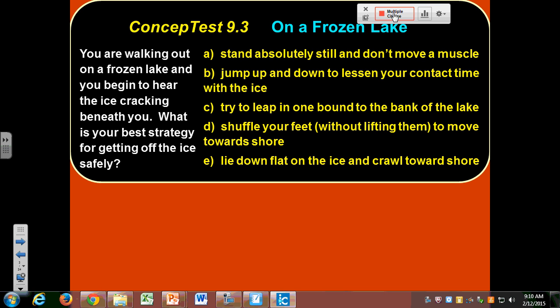Right, you're walking out on a frozen lake and you begin to hear the ice cracking beneath you. I'm sure y'all have done this before, like walk out over the frozen bayou. What is your best strategy for getting off the ice safely? Jump up and down, try to leap to the bank, shuffle your feet, or lie down flat.